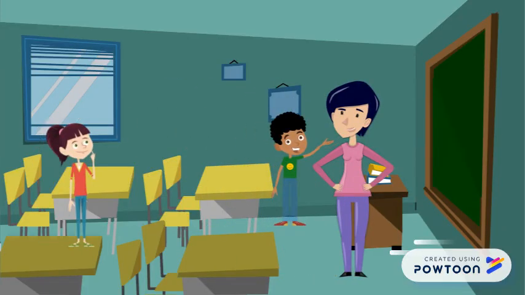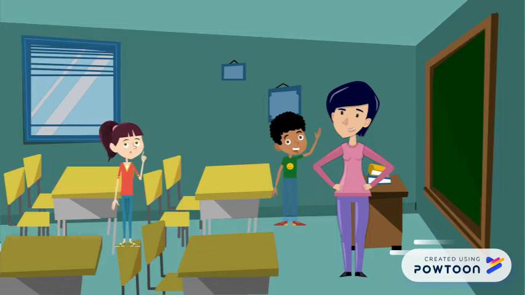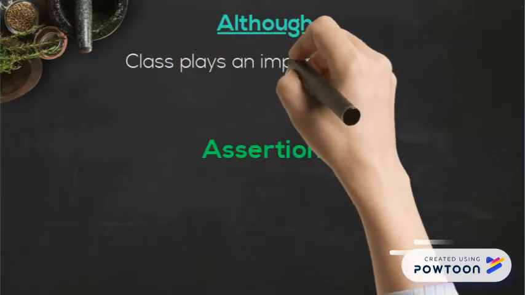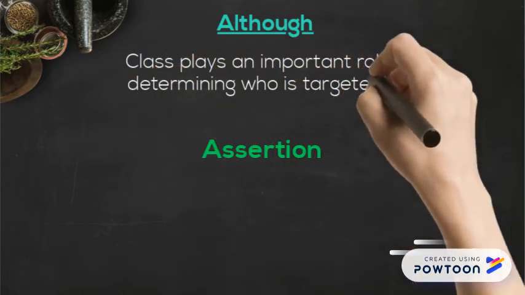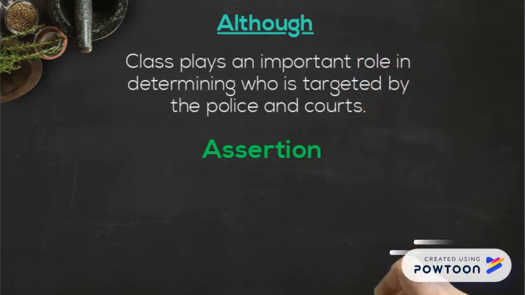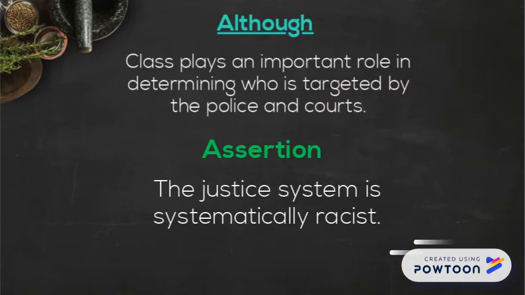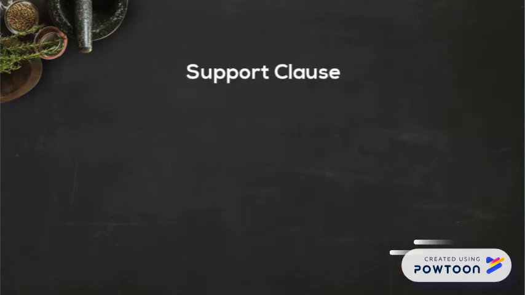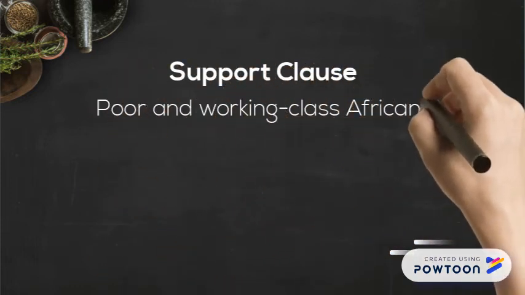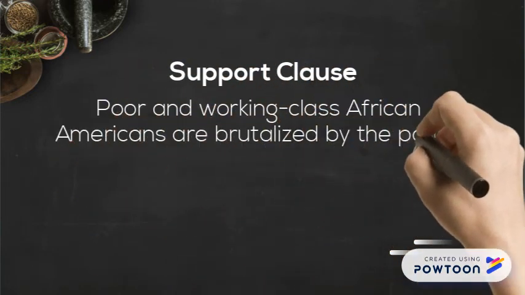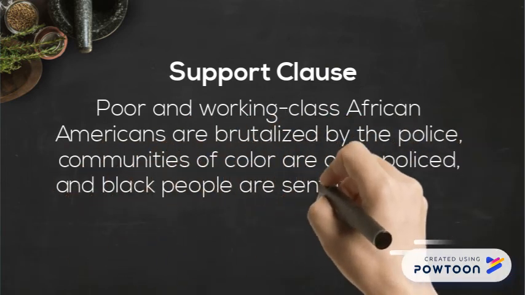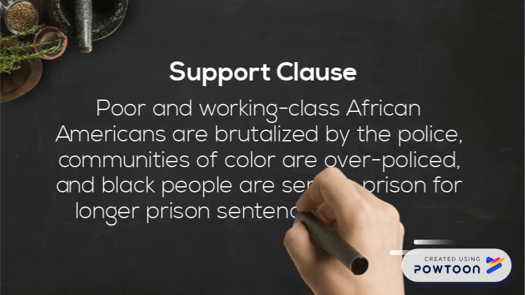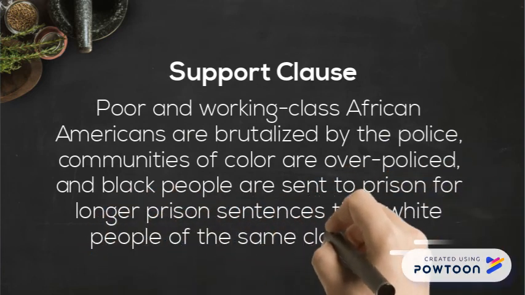Now, let's look at an example about history. Class plays an important role in determining who is targeted by the police and courts. I'll argue here that the justice system is systematically racist. Poor and working class African Americans are brutalized by the police, communities of color are over-policed, and Black people are sent to prison for longer prison sentences than white people of the same class status.